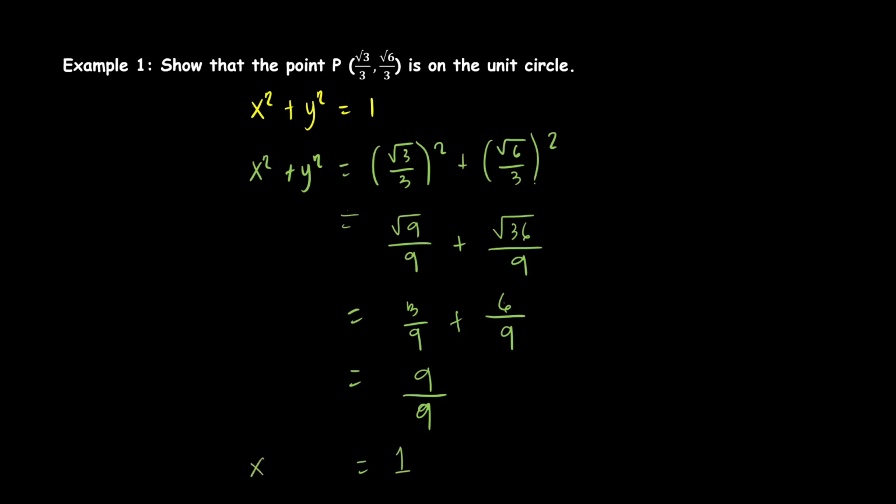So therefore, our point, square root of 3 over 3 and square root of 6 over 3, is on the unit circle. So we're going to write our conclusion. Our conclusion is like this. Thus, P is on the unit circle. So that's it.